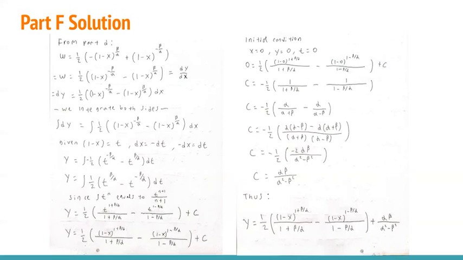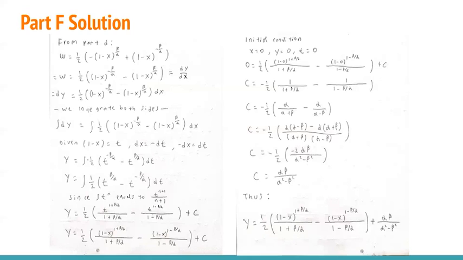Now we can rewrite this equation in differential equation form, where dy equals 1/2 times 1 minus x to the power of negative beta over alpha minus 1 minus x to the power of beta over alpha dx. Now we can find the general solution of this differential equation by integrating both sides.